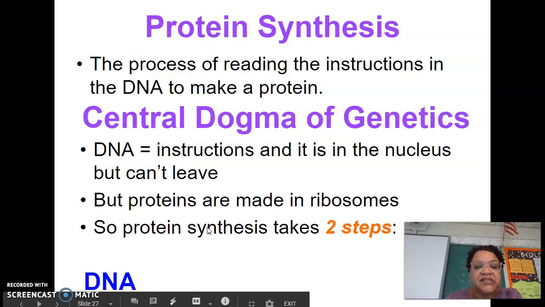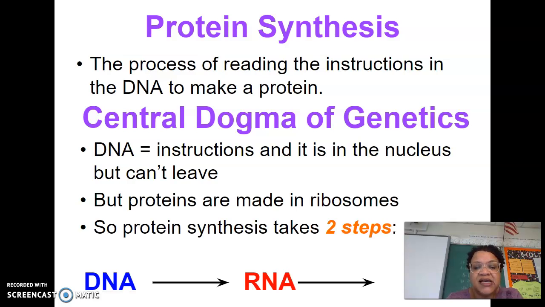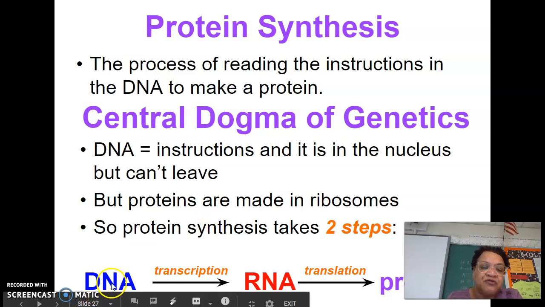So protein synthesis is the process of reading the instructions in the DNA to make a protein. We're making proteins. We call protein synthesis the central dogma of genetics. That means that we go from DNA to RNA and from RNA to a protein.